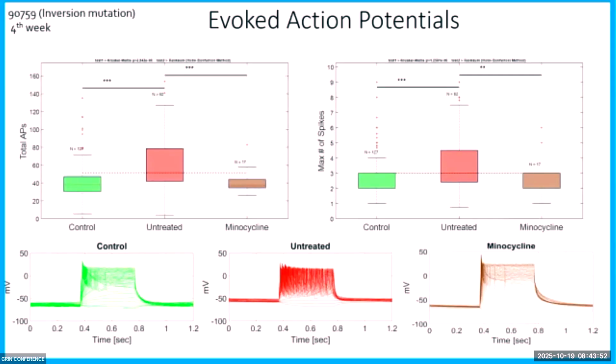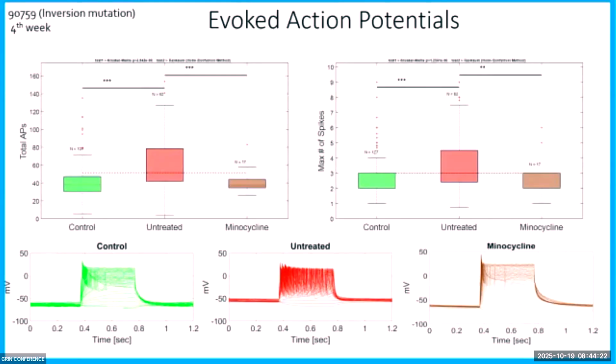When they're approximately 4 weeks of age, if we look at what we are doing with the patch clamp, this is an example with minocycline. Here we're measuring the excitability of the neuron, which means we current clamp the cell, we measure the evoked action potentials, these are the spikes, and then we just count the number of spikes. This is the patient with the inversion mutation, and when we look at the untreated neurons compared to the control, they're hyperexcitable.